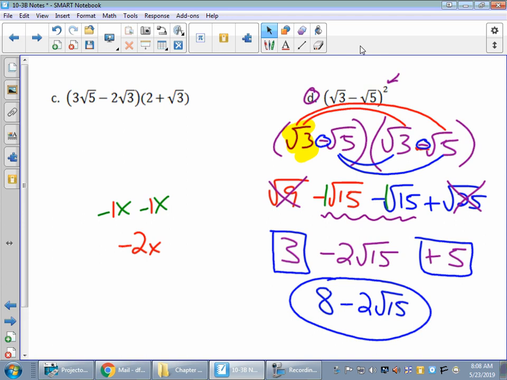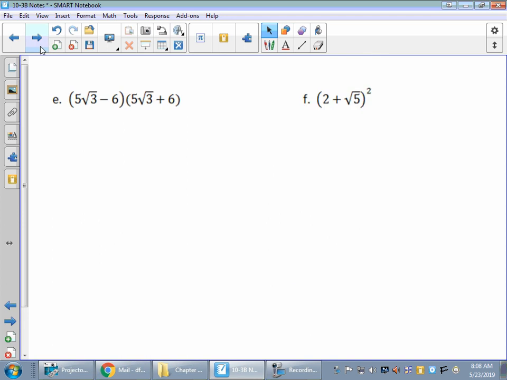All right, let's try one more. Let's go with letter E over here. Letter E: 5 times the square root of 3 minus 6, times 5 times the square root of 3 plus 6. So again, we're looking at our first term. First term is this whole 5 times the square root of 3. We're going to take that and multiply it by the first term over here.